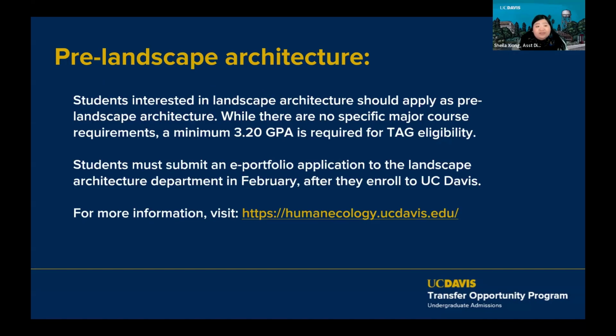If you are interested in doing a TAG, the minimum GPA is a 3.2 for TAG, so just keep that in mind. And then do know that if you are coming as a pre-landscape architecture major, you are required to submit an e-portfolio application to the department in February after you enroll to UC Davis. So if you'd like more information on landscape architecture or how this process works, feel free to visit the Human Ecology website listed here on the slide.